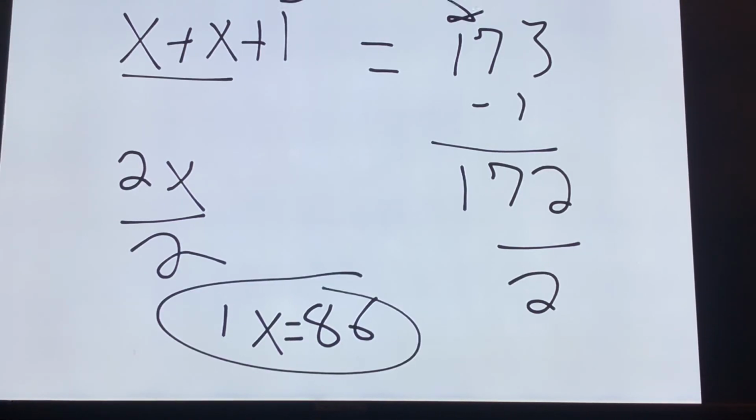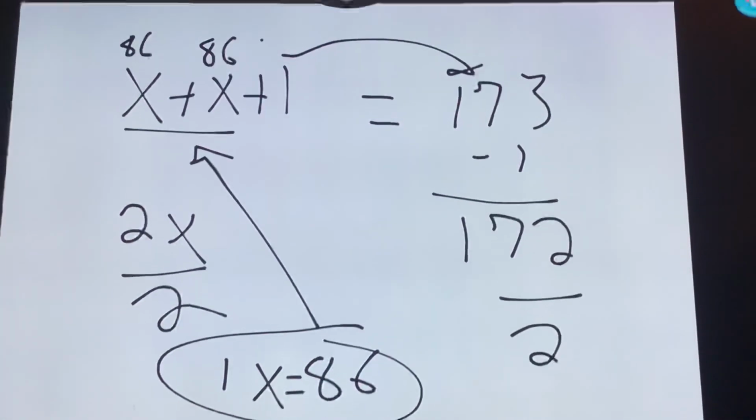Well, how do I know if 86 is right? Well, guess what? I can go ahead and plug this right back in to anywhere I see an x. So if I had 86 plus 86 plus 1, that should give me what? 173. And I don't know why that's not showing very well. Let me pop it down.